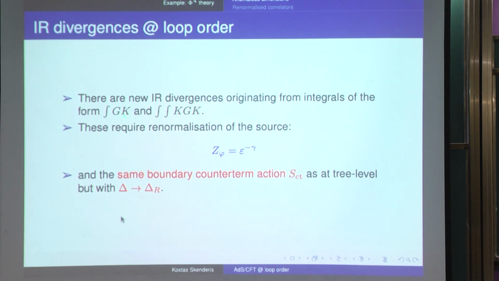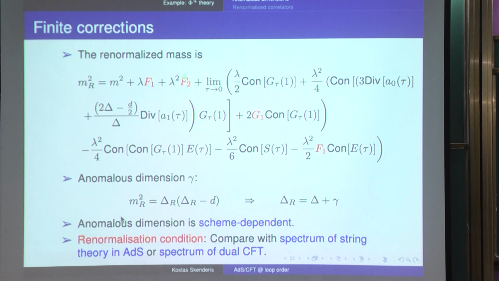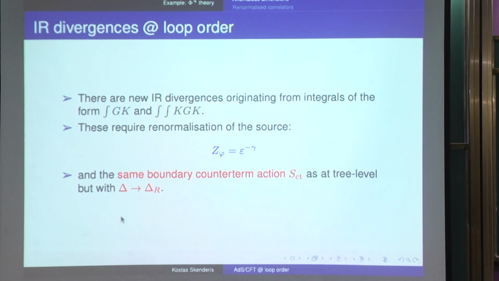This comes from integrals of this type. So you have bulk to boundary, bulk to bulk, and bulk to boundary. To remove those requires introducing a z function for the boundary condition, which is the infrared regulator raised to minus gamma, where gamma is that expression. Yeah, exactly the same gamma.